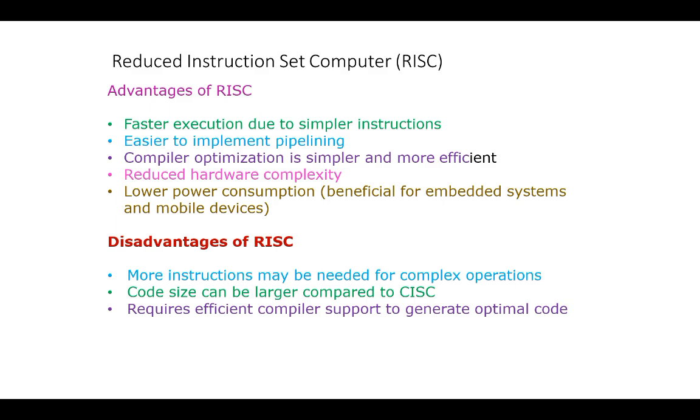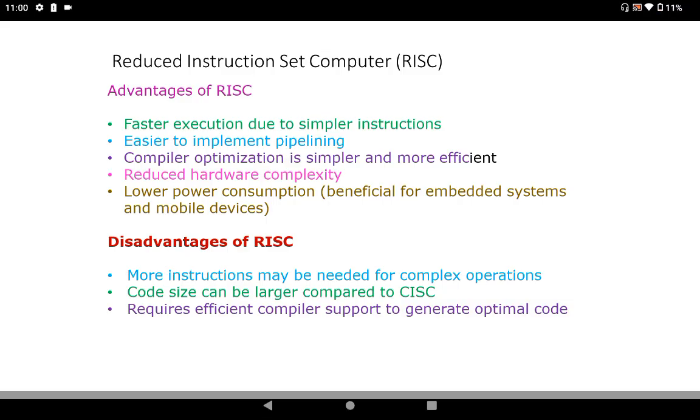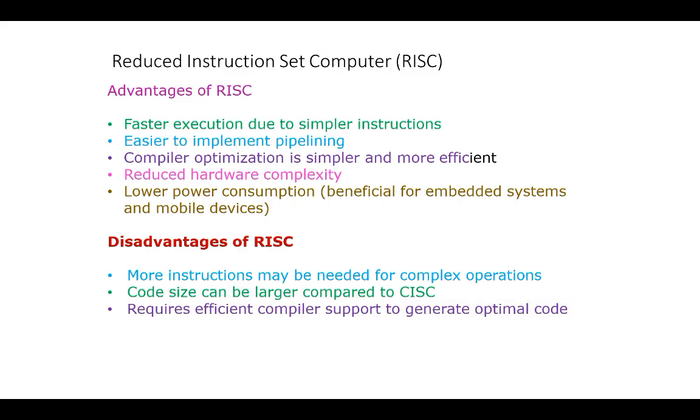There are also disadvantages. Some of them are that more instructions are needed for a complex operation, which means we need to write a larger number of instructions. So the code size becomes large, which means a larger program size, and it requires an efficient compiler. These are the things involved in the RISC processor.